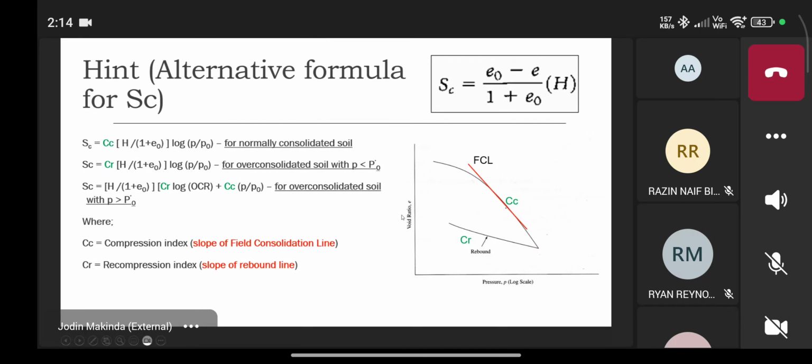Therefore, we can see that there are several alternatives for SC. Either you use CC for normally consolidated, or CR for over-consolidated, or we can use both CR and CC for over-consolidated soil where the current overburden pressure is larger than the effective overburden pressure. These are some of the alternative formulas for total settlement SC.